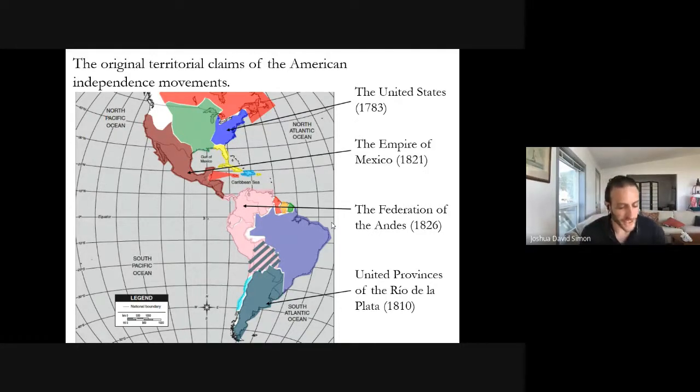And finally, in teal, we have the United Provinces of the Rio de la Plata, founded by the May Revolution of 1810, and claiming at that time all of present-day Argentina, Uruguay, Paraguay, and Bolivia from its capital in Buenos Aires. What I want to suggest is that this map reveals an important and under-recognized point of convergence in the political ideas of the American, British American, and Spanish American independence movements.